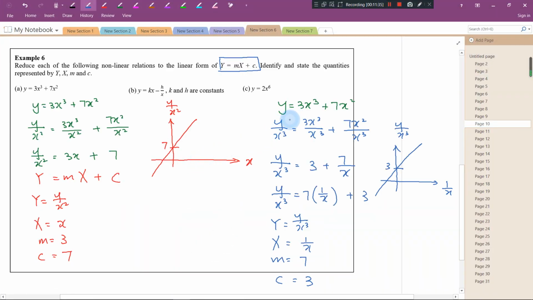Okay, let's go back to our notes. So let's say some students want to do this way or this way. How about if we try this way? Now I have y equal to 3x cubed plus 7x squared. In the first method, I divide this whole function by x squared. And in the second method, I divide this whole function by x cubed. How about now I divide this whole function by x?